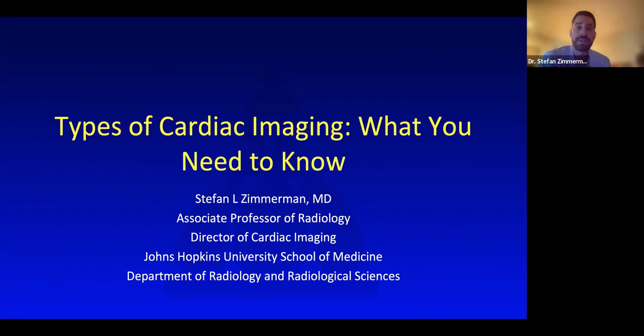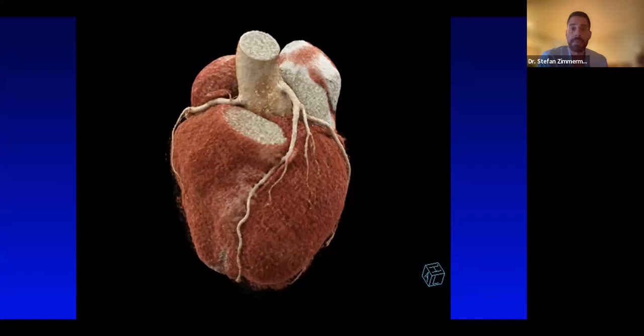This is the title slide, the types of cardiac imaging and what you need to know. So I'm going to start by quickly talking about the parts of the heart and what the heart does, because that will give us the basis to talk about why we do different types of cardiac imaging.